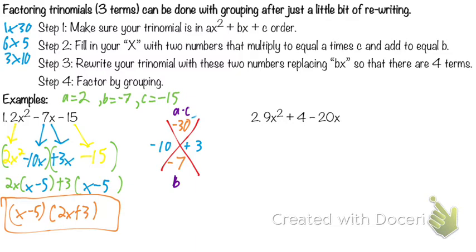On number 2, our first step is to make sure it's in the right order and we identify A, B, and C. Is it in the right order? No, we need to put it in the right order. What needs to switch? Yeah, that negative 20x and the 4. So this should really be 9x squared minus 20x plus 4. So now we can identify our a, b, and c.